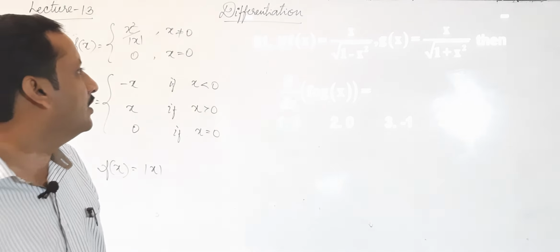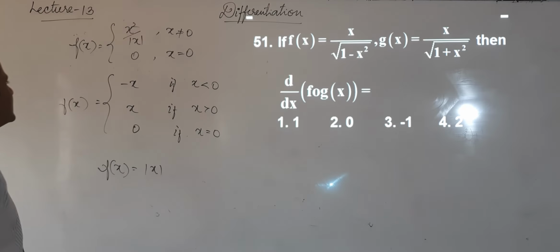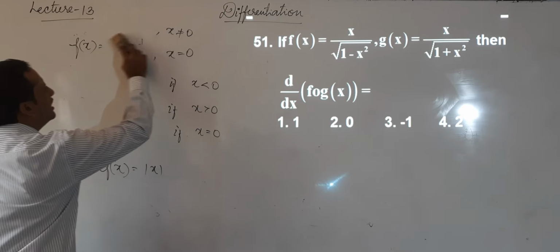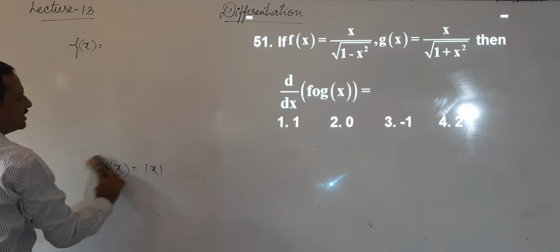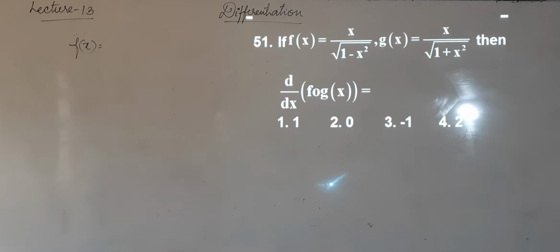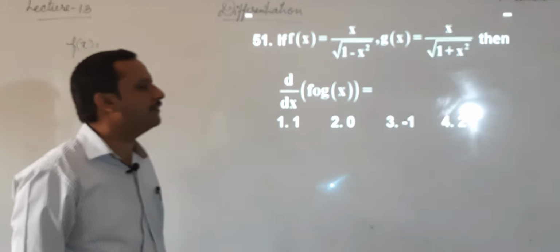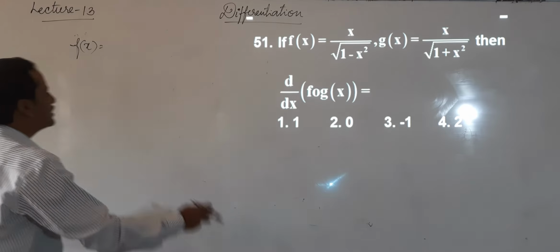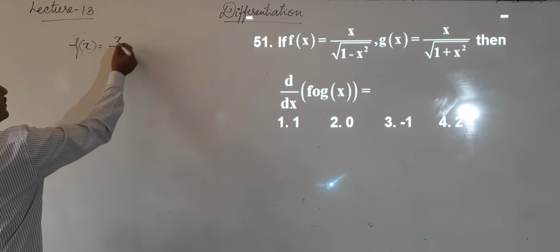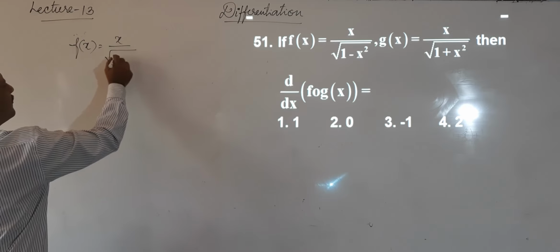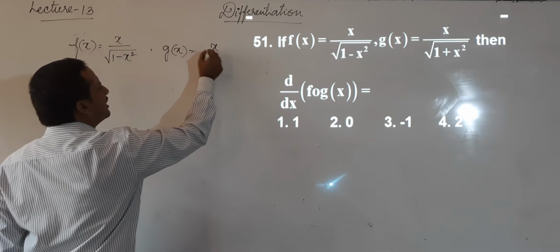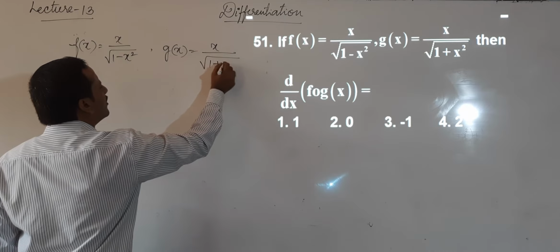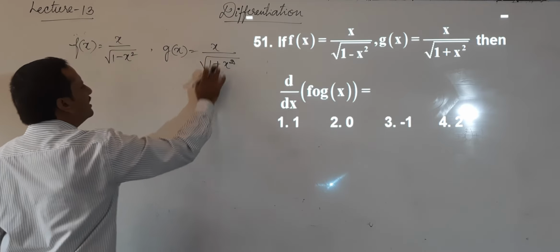Okay, next question. 51. If f of x is equal to x divided by root of 1 minus x square and g of x is equal to x by root 1 plus x square, then the derivative of f circle g of x, f of g of x. Say f of x is equal to x by root of 1 minus x square, g of x is equal to x divided by root of 1 plus x square.